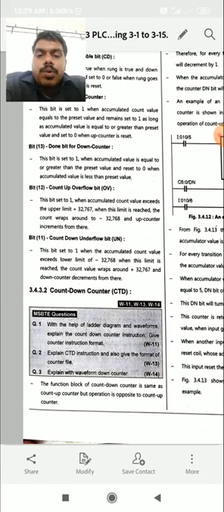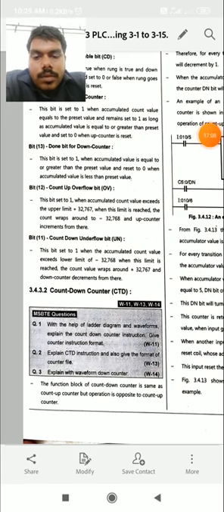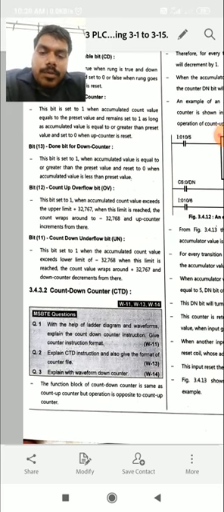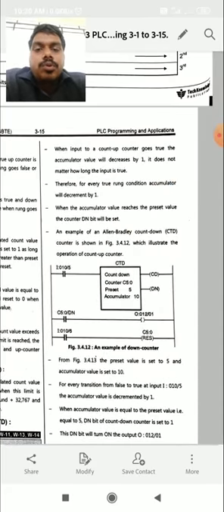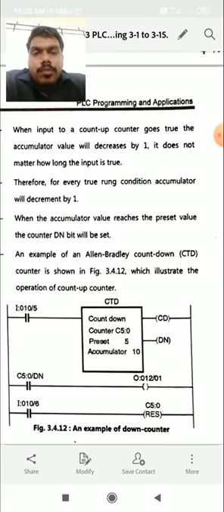Next is the count down counter. We have seen the count up counter, now the functional block of the count down counter. The count down counter is the same as the count up counter, but the operation is opposite. When the input to the counter goes true, the accumulator value decreases by 1.